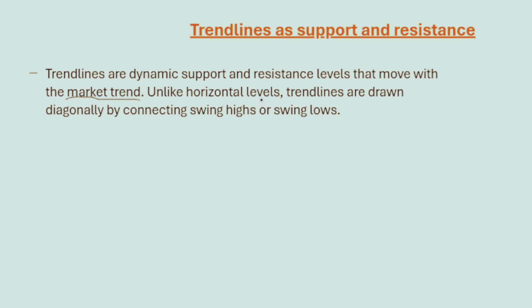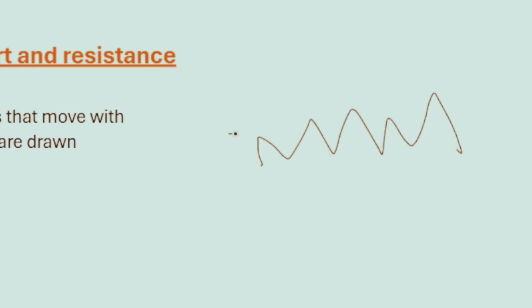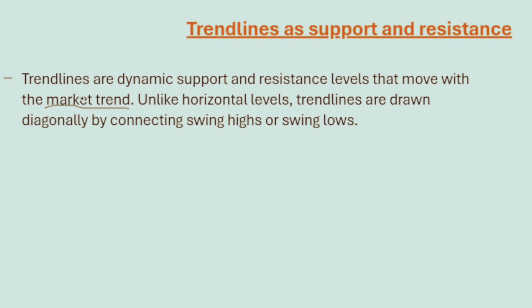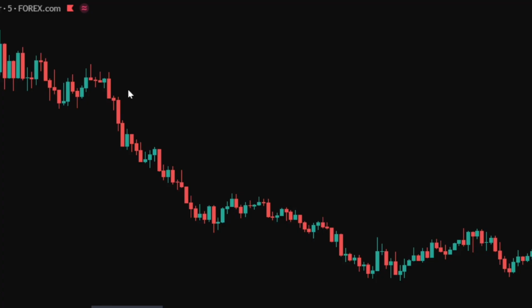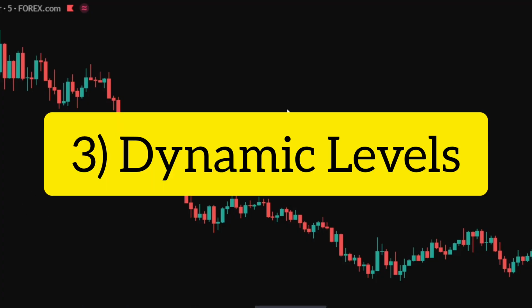unlike horizontal levels, which are consolidation. Consolidation is like this. The market was consolidating, and if we draw horizontal levels, you can see the market was reacting around this support and resistance. But with trend lines, we can see that they are moving within a trending market. Example, we have an uptrend. If you take your diagonal line and draw it from those swing lows and swing highs, you can have your support and resistance around there. Simple as that.